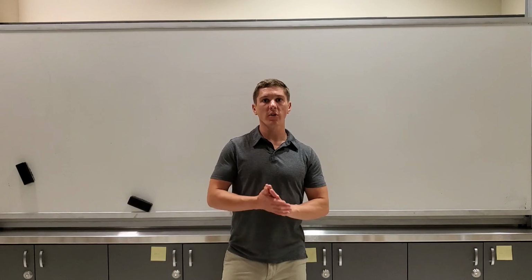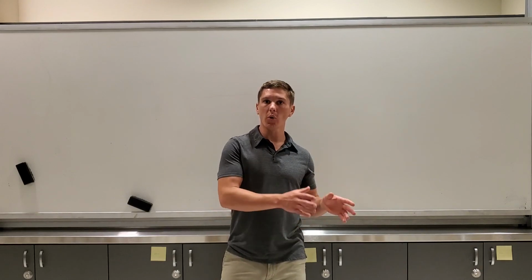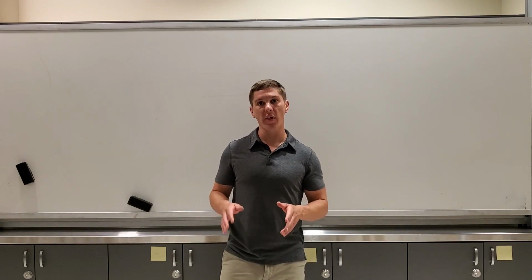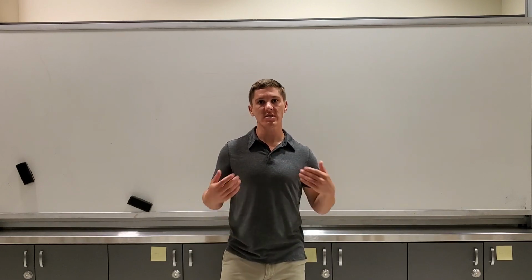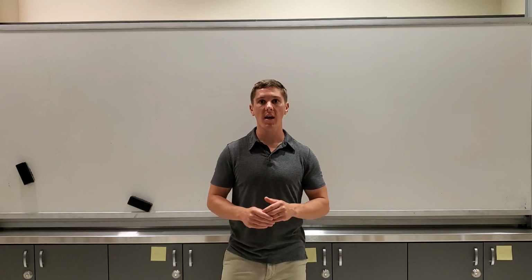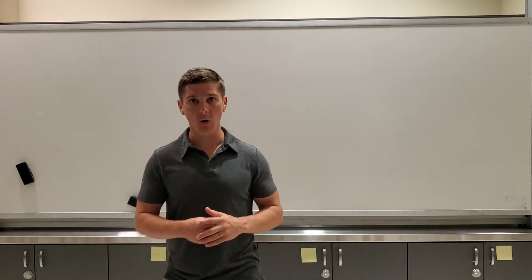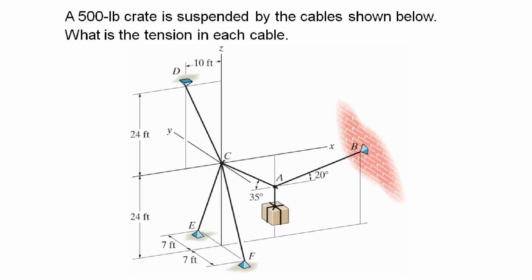Okay, so now we have worked a fairly simple particle equilibrium problem in 1 dimension. We worked one a little bit more complex in 2 dimensions. So let's step it up to the final problem that we're going to work today. We are going to work one 3-dimensional problem. Let's take a look at the diagram and read the question. It says, a 500-pound crate is suspended by the cables shown below. What is the tension in each cable?